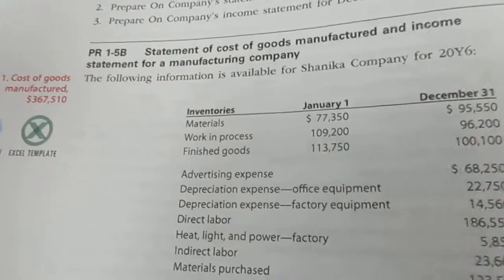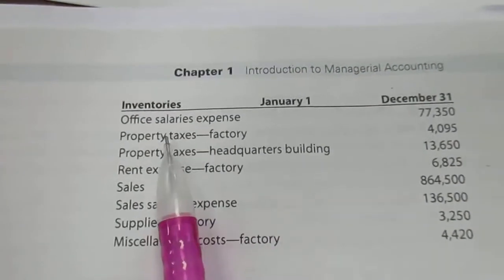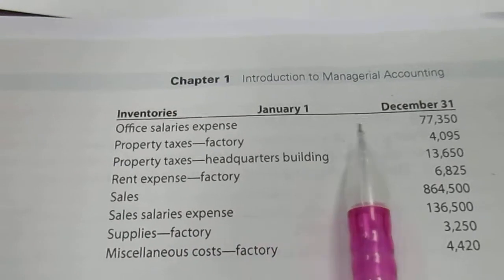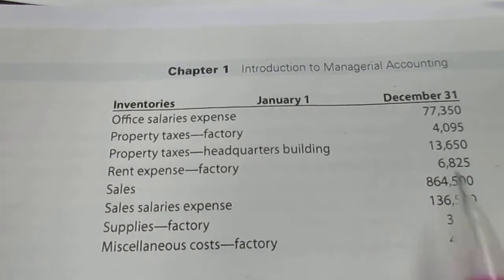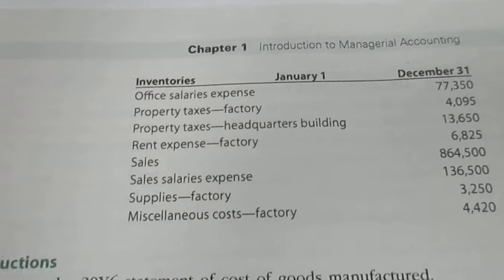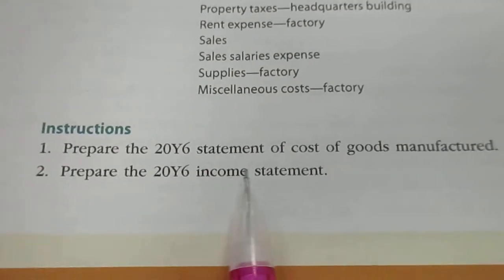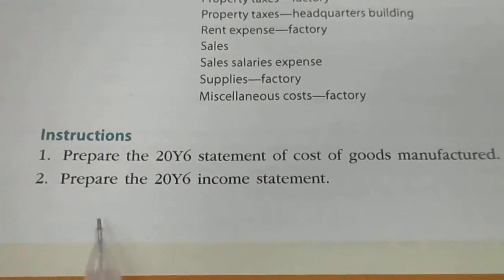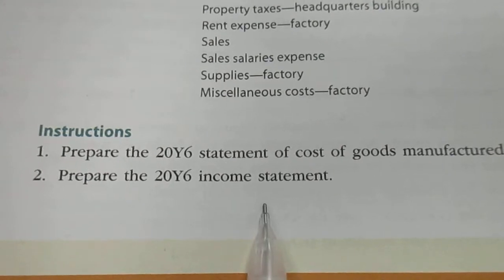And then if we look, if you're using a textbook, if you look at the top of the next page, it gives us more information. Again, January 1st, there's no numbers here, but we do have some for December 31st. Our instructions are to prepare a statement of cost of goods manufactured and to prepare an income statement.